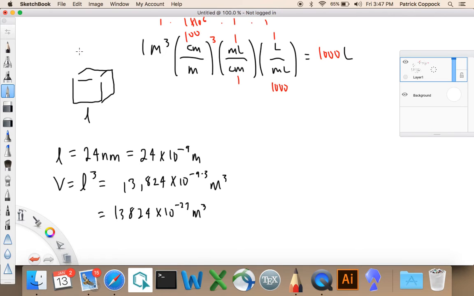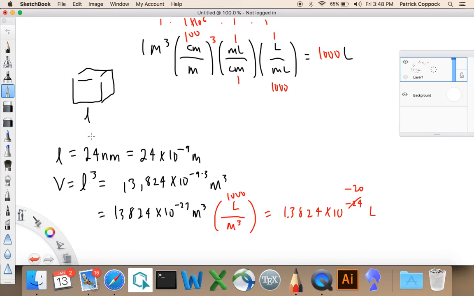You might want to consider pausing the video and doing that again. That'd be great practice. Super powerful to be able to do that. So if I have this many cubic meters, then I need to go cubic meters to liters, and it looks like there's 1,000 liters in a cubic meter. And so this is going to give me, watch this, 13,824 times 10 to the minus 24 liters. And I'm going to bring this decimal point up here, 1, 2, 3, 4, and make this minus 20 then, 1.38.